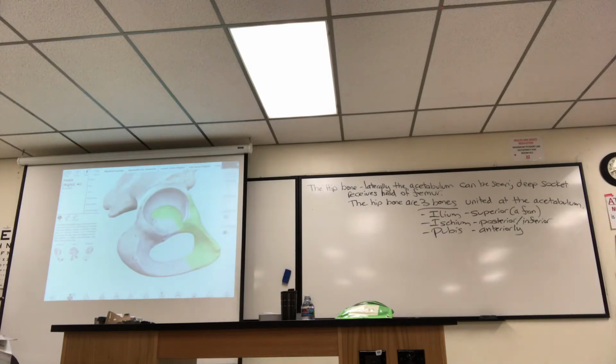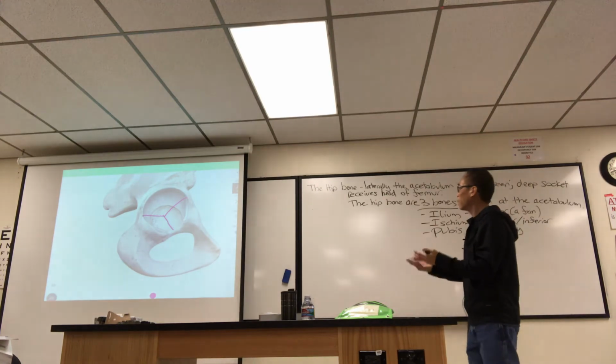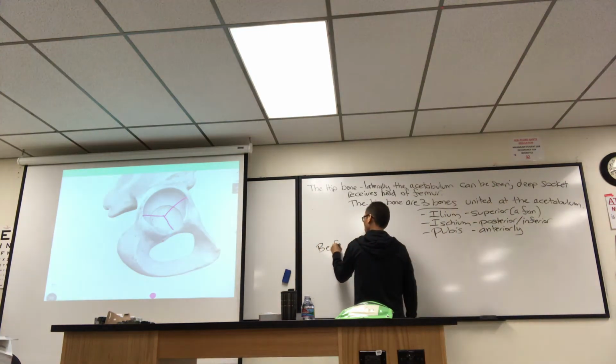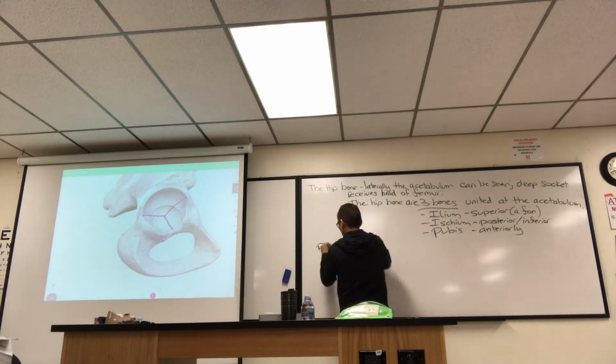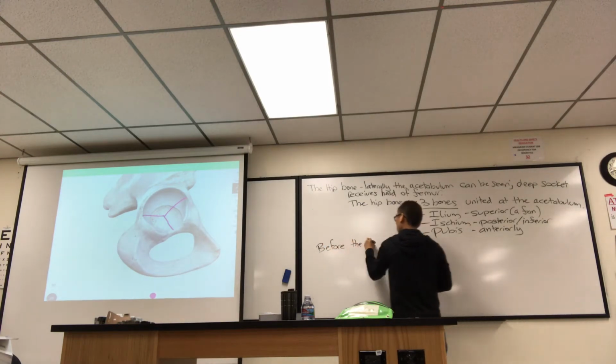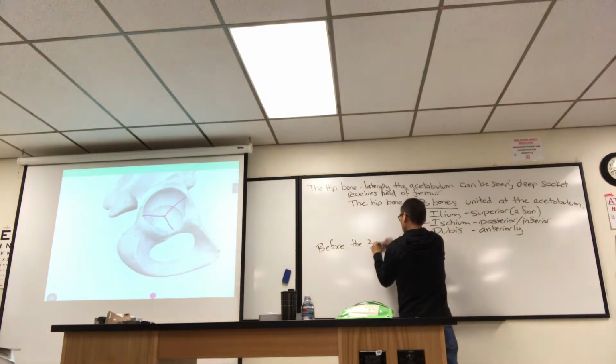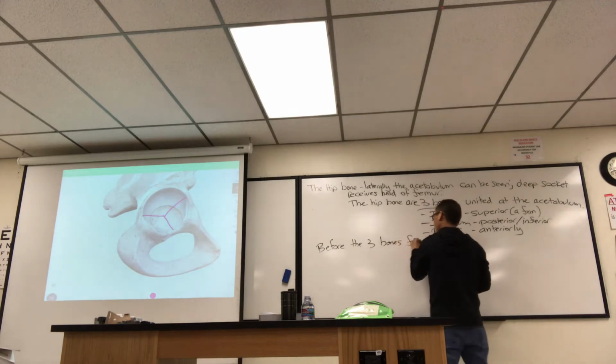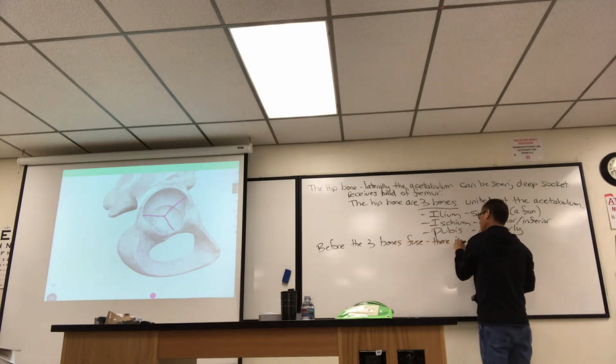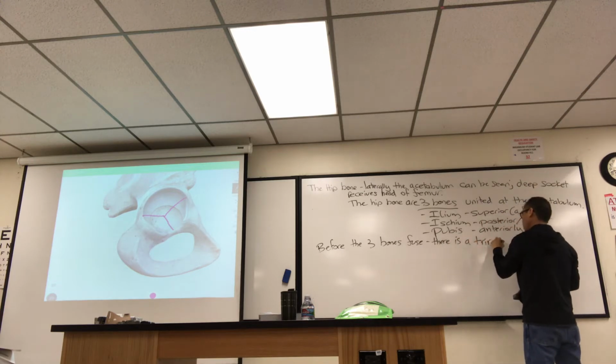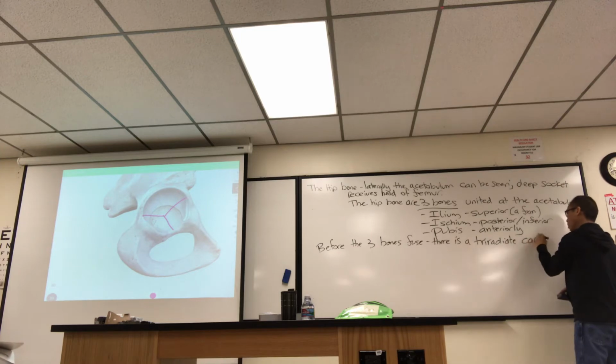Okay, so let me draw what's called the triradiate cartilage. Basically, before puberty, in this Y-shaped area where the three bones meet, the bones are not ossified. They're filled with this Y-shaped cartilage. Before the three bones fuse, there is a triradiate cartilage shaped like a Y. I'll try to pencil it in there.